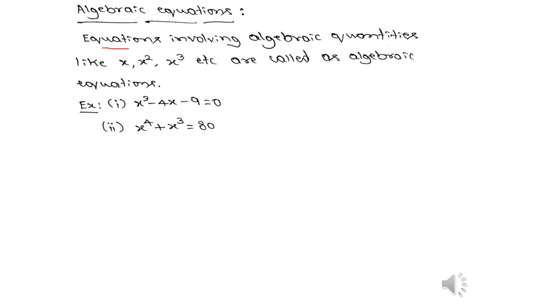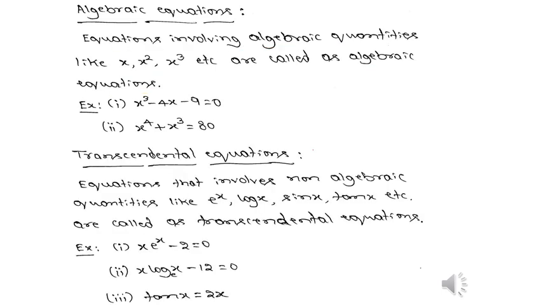First, let us see what we mean by algebraic equations. Equations involving algebraic quantities like x, x square, x cube and so on, for example, these are called algebraic equations. Transcendental equations are equations that involve non-algebraic quantities like e to the power x, log x, sin x, tan x, etc. For example, these are called transcendental equations.